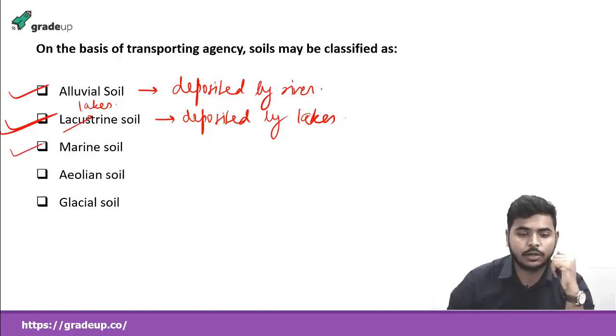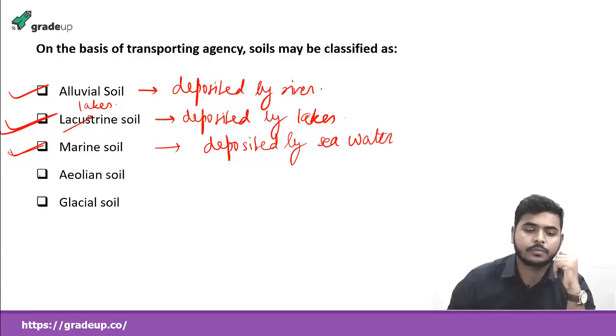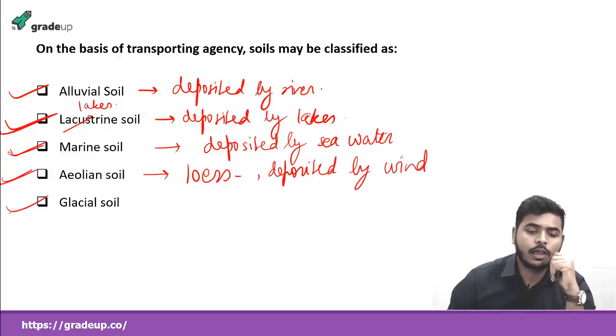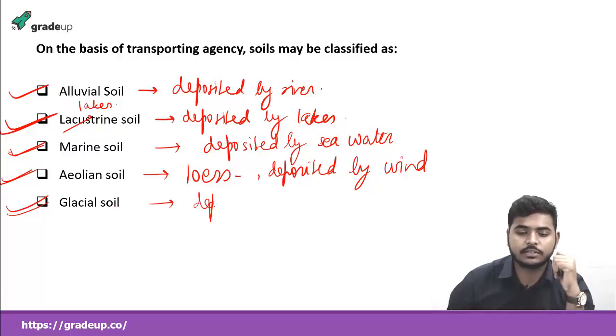The third is the marine soil, deposited by seawater, as we know that the water of the sea is marine. The fourth we have aeolian soil. Another common term used for this is loess. These are generally deposited by wind. And the fifth is glacial soil. As you can see, the name itself says it is deposited by glaciers.